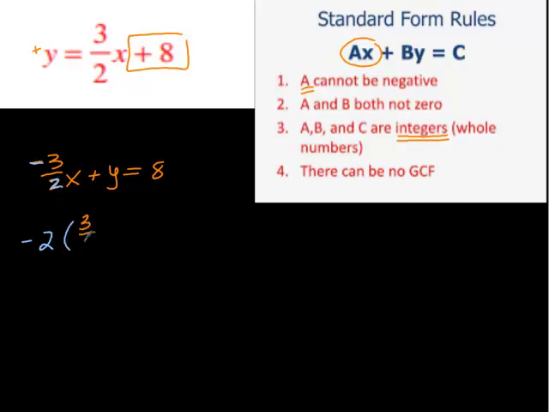So 3 halves x plus y equals 8. So far, so good. And then look what happens when we multiply this through. I'm going to multiply it here, here, and then lastly here. And we're going to get negative 2. Oh, this was a negative 3 halves x, right? Sorry. When I multiply this through, negative times negative is a positive. 2 times 3 is 6 over 2x.